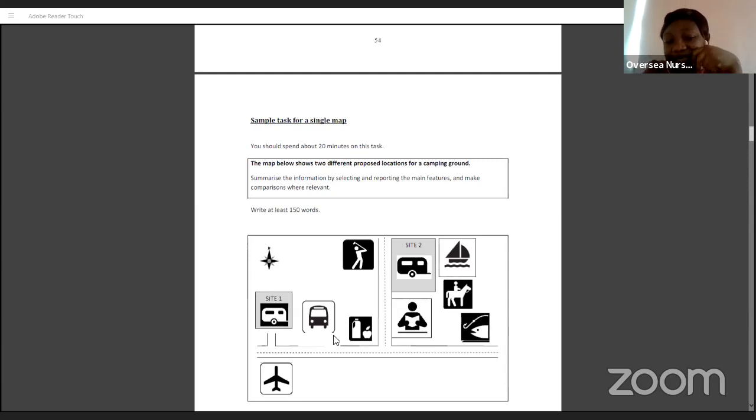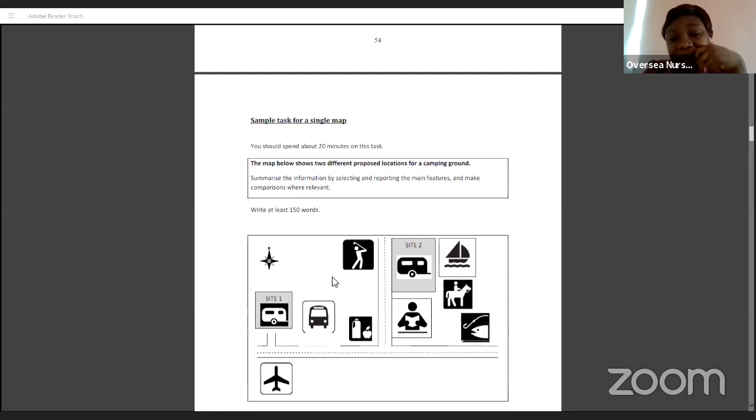Remember, this is a single map. All of them are in one box, but there are just two maps, two different maps in different locations, showing me the proposed sites for a camping ground.